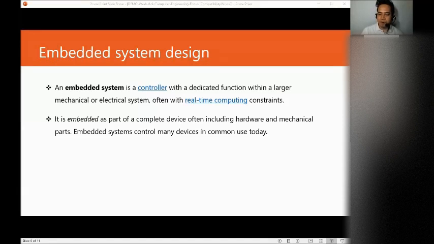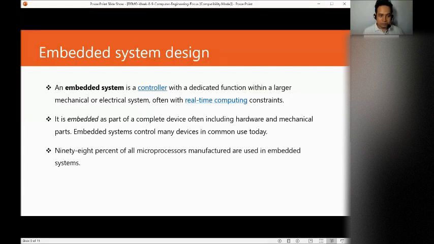So an embedded system performs a very specific function. This system contains a single program that executes all the functions required. So 98% of all microprocessors manufactured are used in embedded systems.